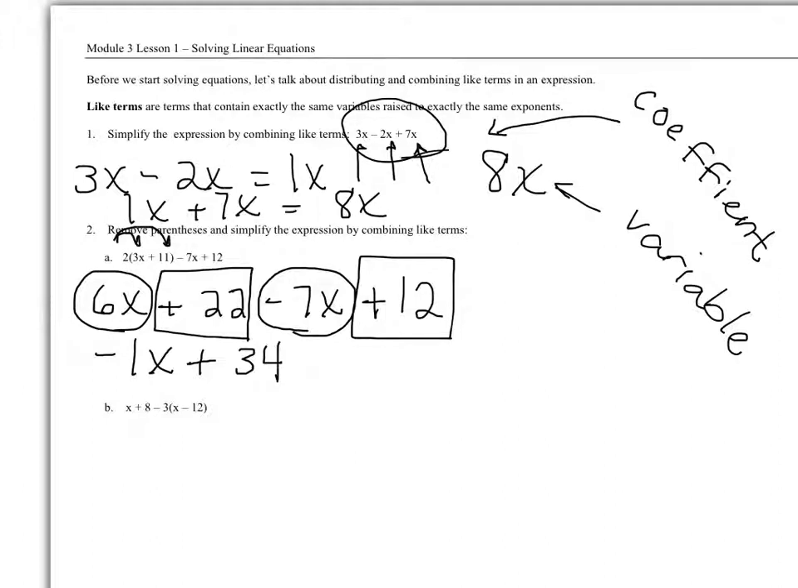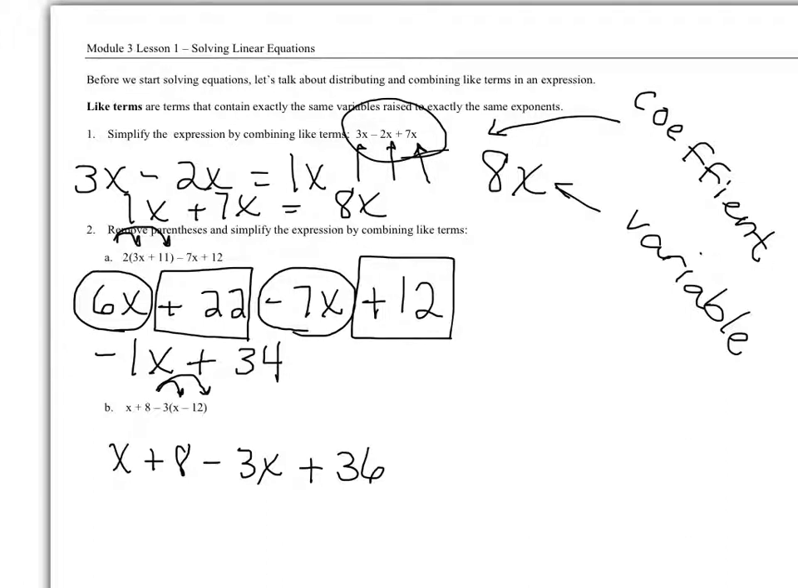Look at part B in number 2. We're going to distribute, but this time we're going to distribute a negative number. That's a negative 3 through. So we have to be really careful about negative times negative is positive and things like that. The x plus 8 have nothing to do with it. And then I'm going to subtract 3x, because negative 3 times x is a negative 3x, and negative 3 times a negative 12 gives me a positive 36.